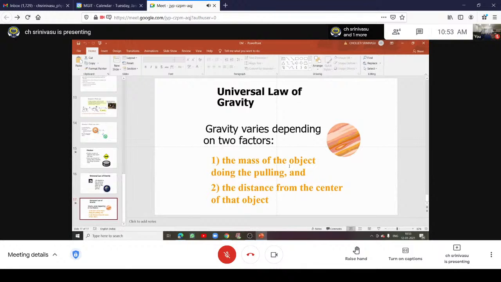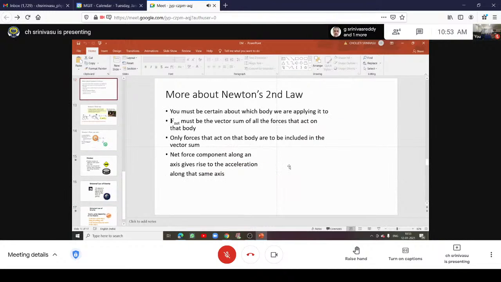So we have the second law of motion. We must be certain about which body we are trying to analyze. The net force must be the vector sum of all the forces that act on the body. Only forces that act on the body are to be included in the vector sum, and the component along an axis relates to the acceleration on that same axis.